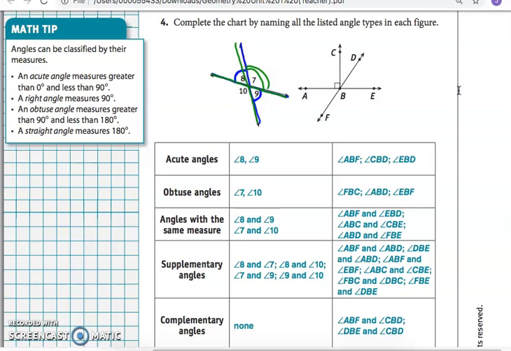They're the same measure. And for the same reason, angle 7 has to be the same as angle 10. So those are angles with the same measure also. Okay, which angles are supplementary? Well, we just talked about it a little bit.